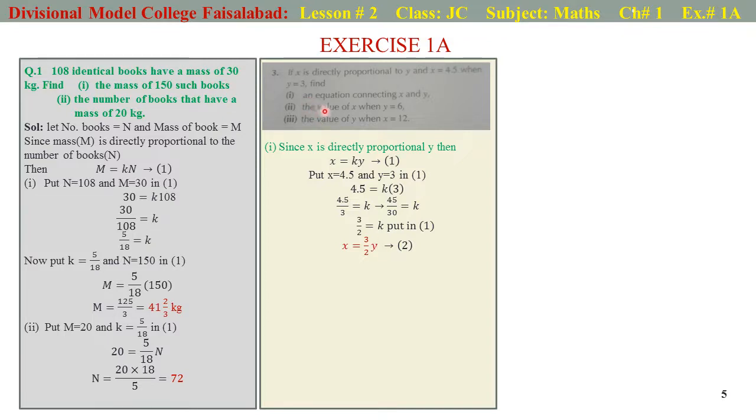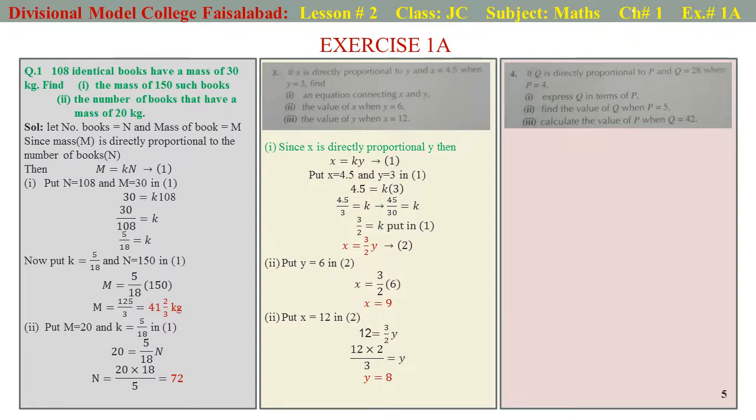Now to answer part 2, we will use this equation number 2. We will put y is equal to 6 because in part 2 you are given y is equal to 6 in equation number 2 to find the value of x. Similarly in part 3, we will put x is equal to 12 and we will find the value of y in equation number 2. x is 12, 3 by 2 y, y is to be determined, so we will keep it as it is. Simplifying this, we get the value of y, which is 8.